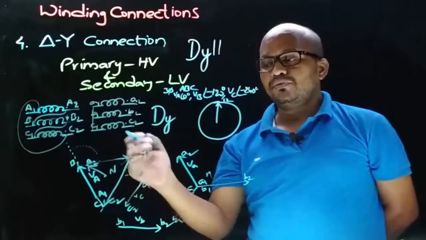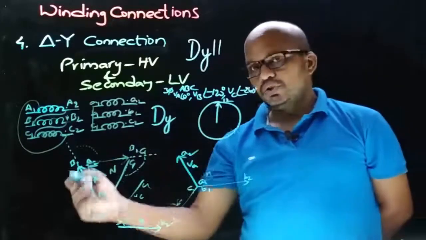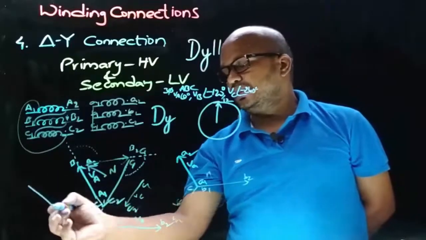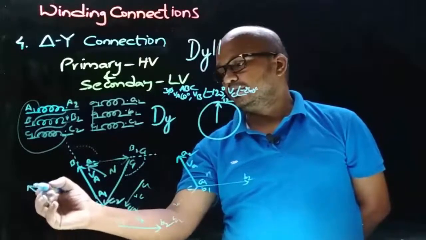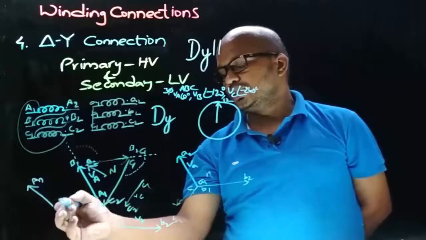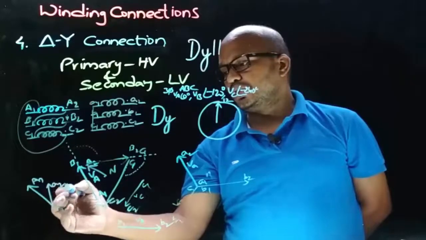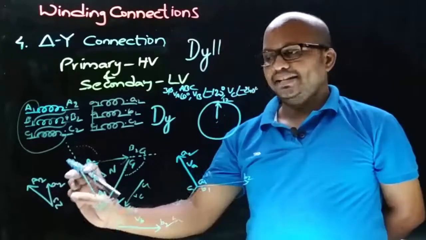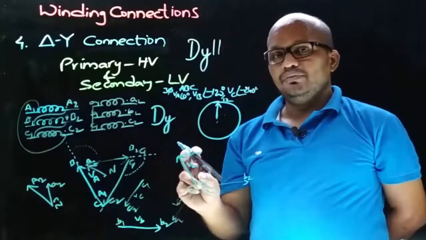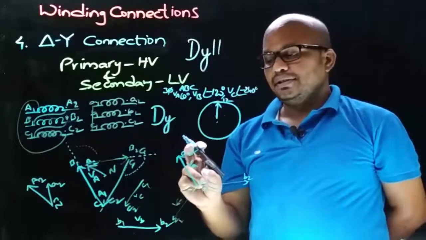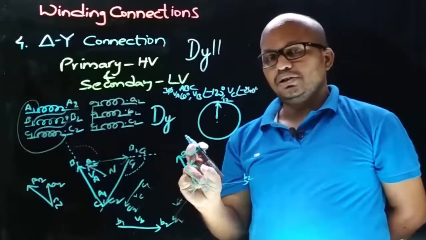phase to neutral voltage of the HV winding and LV winding. So if you superimpose, then the HV winding phase to neutral voltage and LV winding phase to neutral voltage will look like this. And it is also studied that the LV winding phase to neutral voltage is represented by the hour needle in the clock.